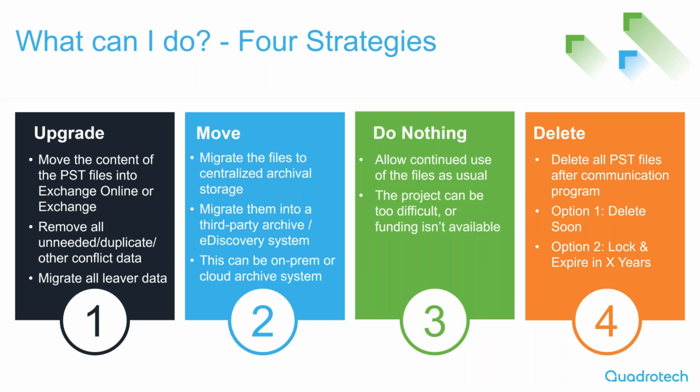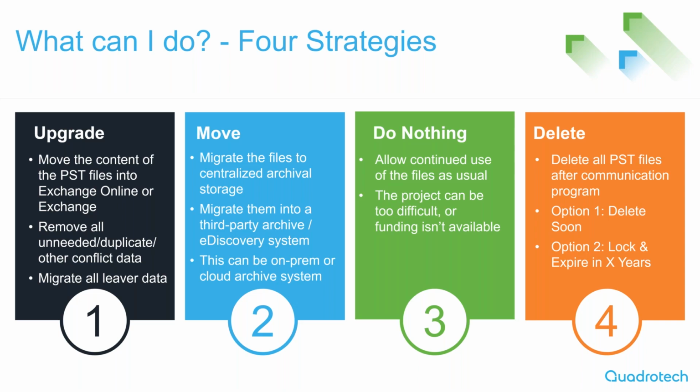And what can we do to follow up on all these things? We have 4 strategies. And the first one is upgrade. We call it upgrade because we are bringing the data home to Exchange Online or Exchange on-prem, depending on where your users are homed.